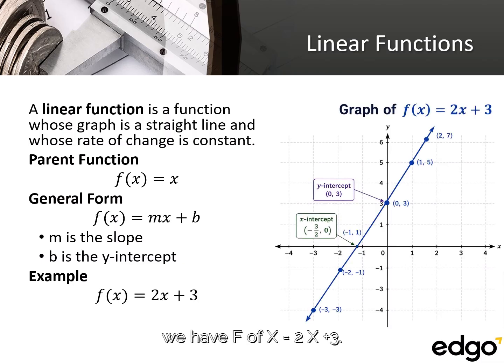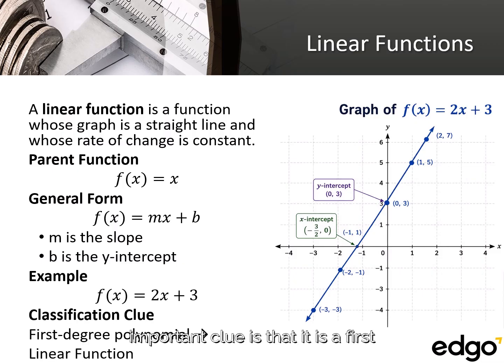For example, we have f of x equals 2x plus 3. This is still a linear function even though it doesn't look exactly like the parent function f of x equals x. The important clue is that it is a first-degree polynomial, and its graph is a straight line. So when you see a first-degree polynomial or a straight-line graph, think linear function.